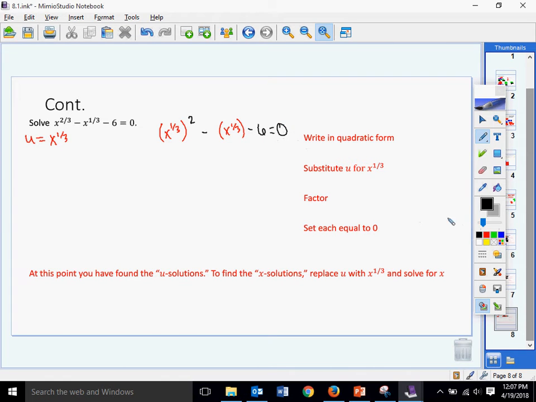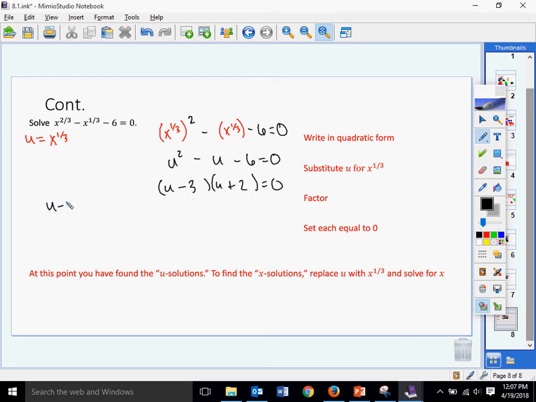So now that it's in quadratic form, remember I have the square, I have no square, and then I just have a number. Now that it's in quadratic form, I'm going to substitute u in for x to the 1/3. So this is u squared minus u minus 6 equals 0. I'm in quadratic form, so I want to factor into 2 sets of parentheses. 2 numbers that multiply to -6 and add up to -1. That's going to be a -3 and a +2.